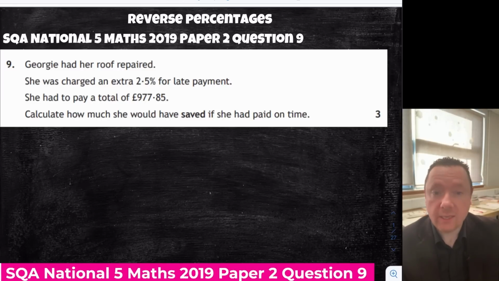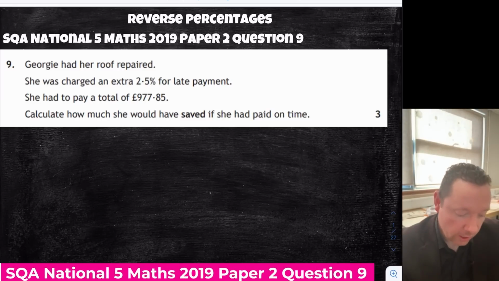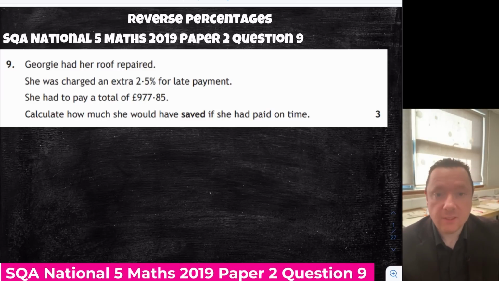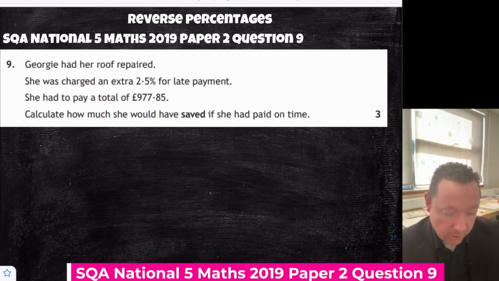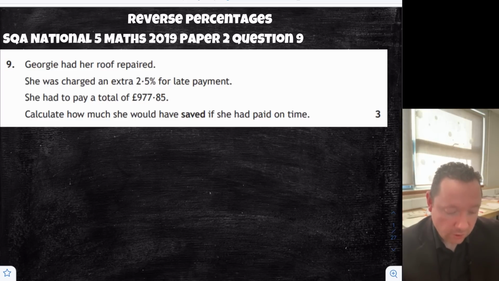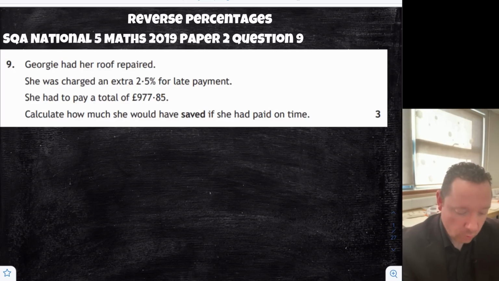SQA National 5 Maths 2019 paper 2 question 9. Georgia had a roof repaired. She's charged an extra 2.5% for late payment. She had to pay a total of £977.85. How much would she have saved if she had paid on time? So we need to realise that 102.5%, 100 plus 2.5%, equals £977.85.